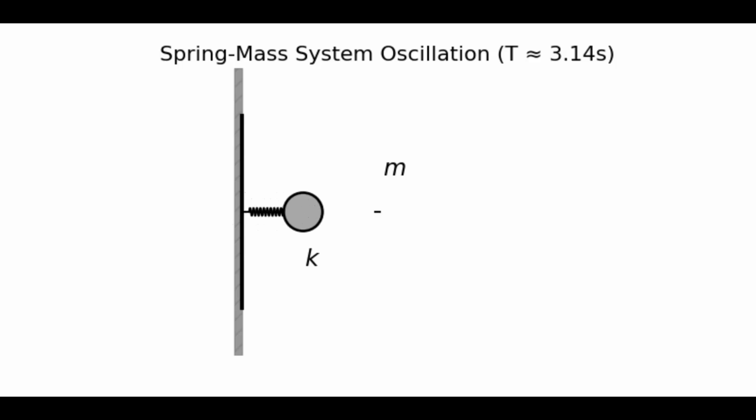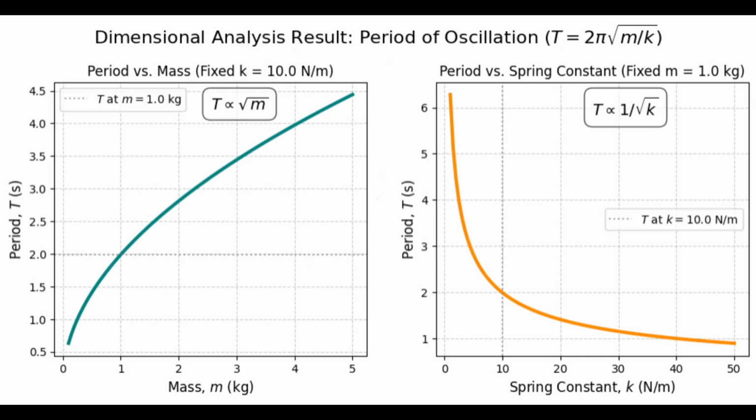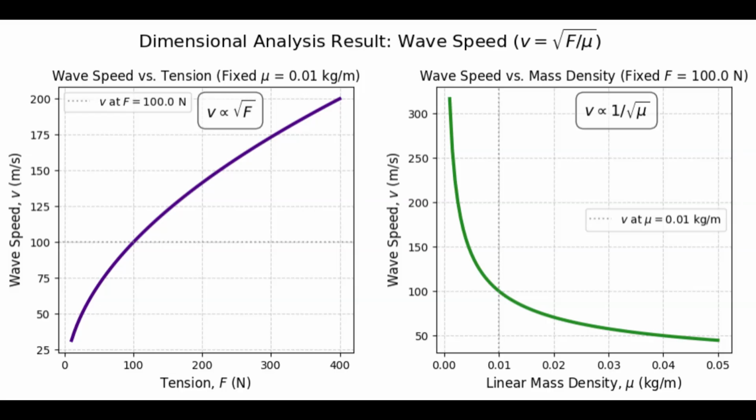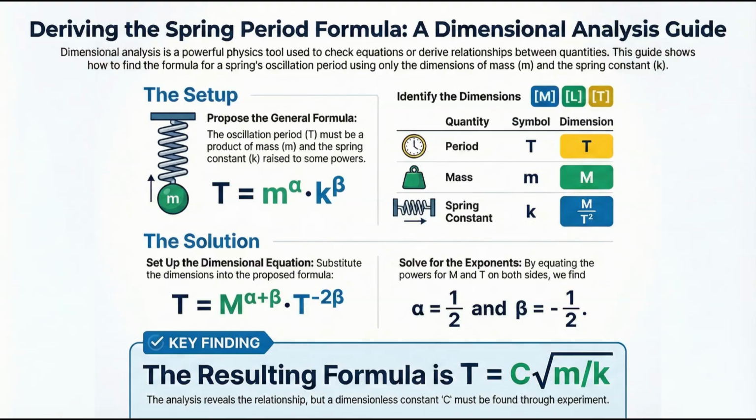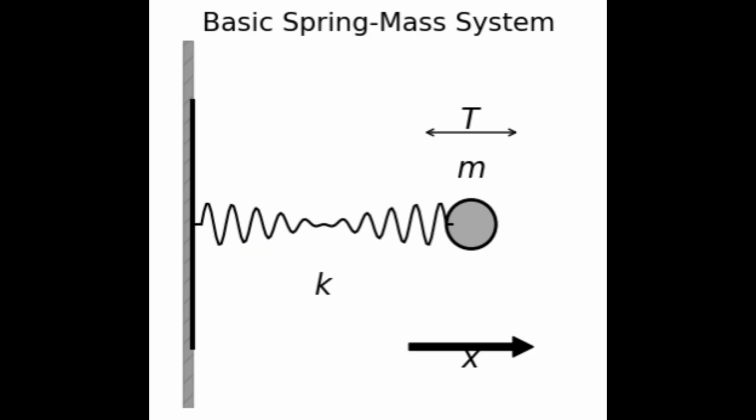Finally, there's a fundamental limitation. Dimensional analysis is unable to determine any associated dimensionless constant. So while the technique proves the relationship must take a certain form, the actual numerical value of that constant has to be found separately, either through some rigorous analytical modeling or by running precise experiments.